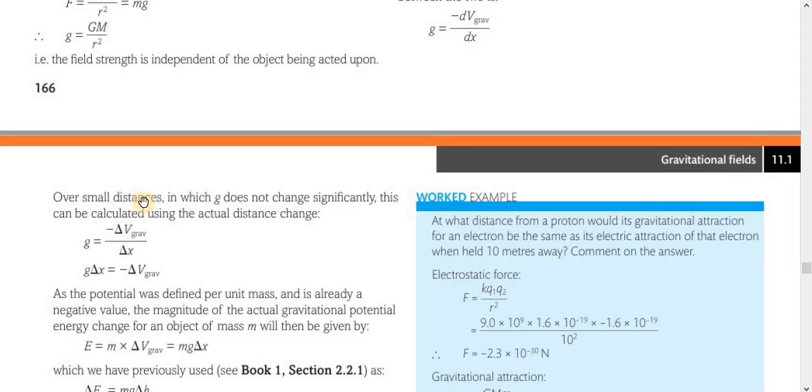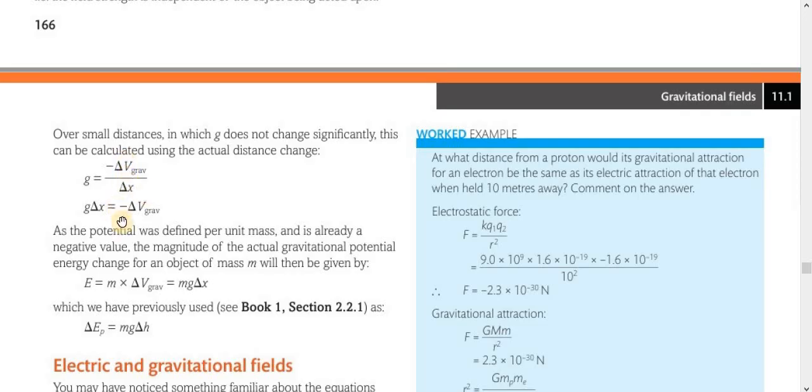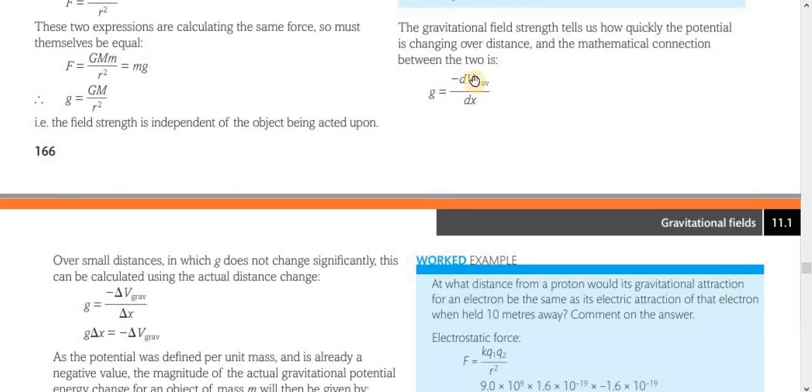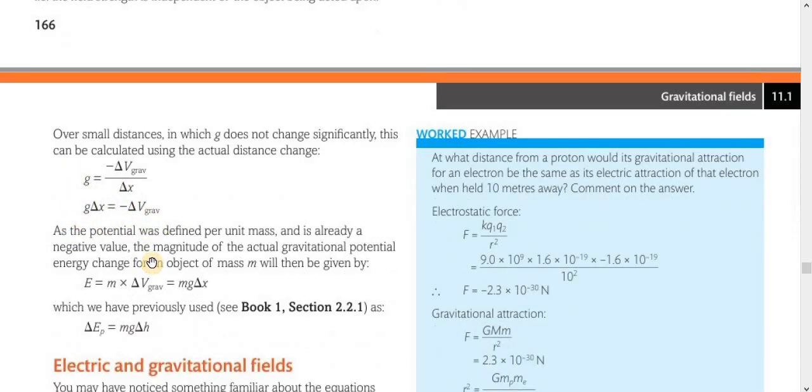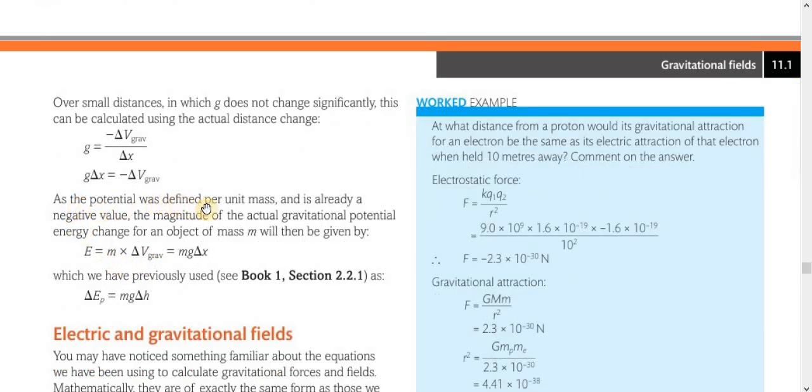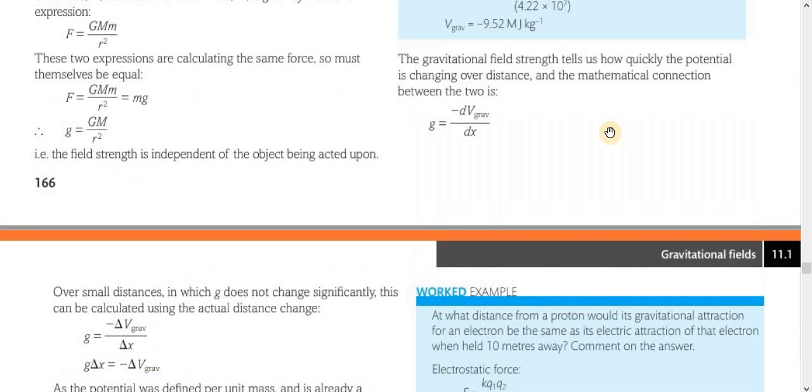This is capital delta. Over small distances in which g does not change significantly, this can be calculated using the actual distance change. Again you see this V and x, the only difference is that instead of d we have delta here. Multiply both sides by delta x, and you will get this. And finally, as the potential was defined per unit mass, remember the unit was joules per kilogram, over here we had the definition.